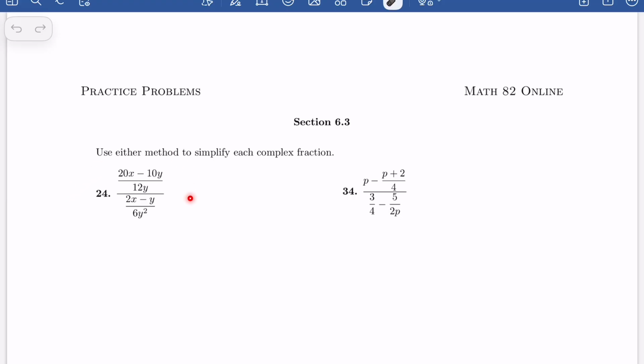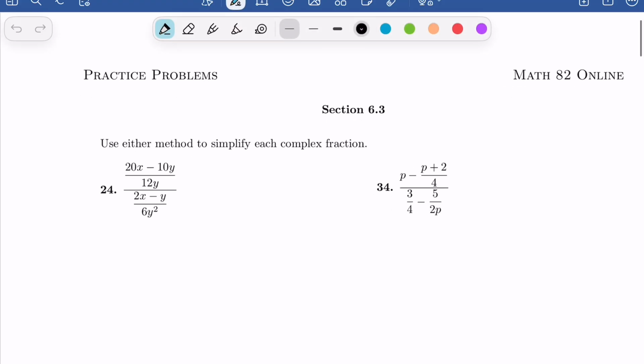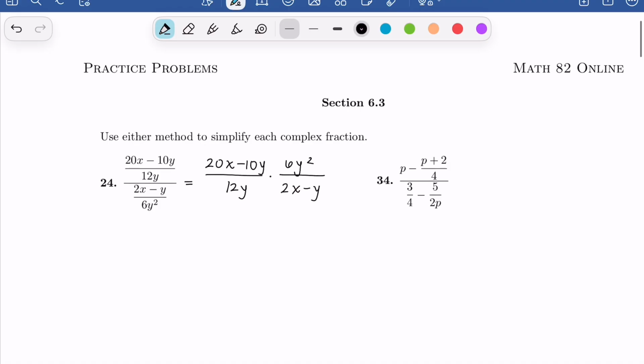So let's get started with this first one here. Like I said, I'm going to use the first method. So what I'm going to do is I'm going to take the fraction in our numerator and multiply by the reciprocal of the fraction in our denominator. So that's going to be 6y squared over 2x minus y. So that's our first step.